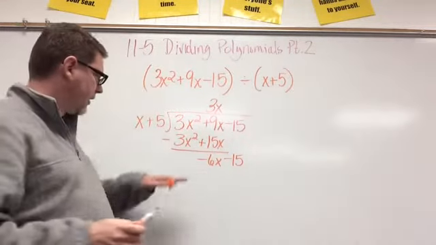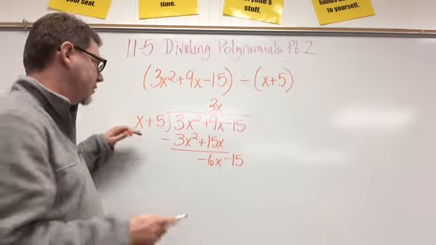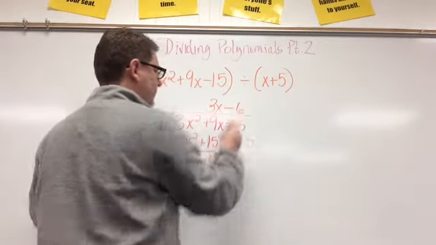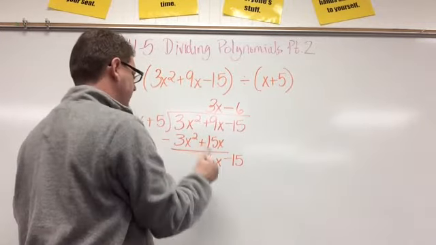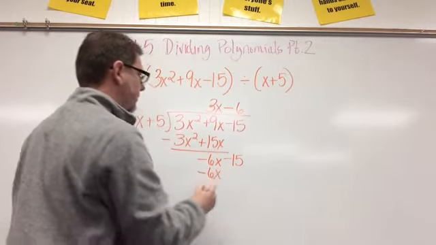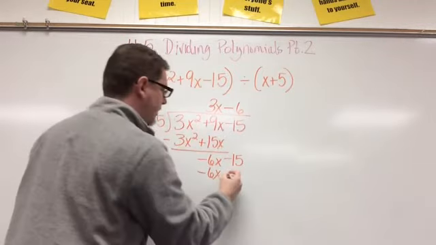Once again, I'm going to go back and just look at the first term. What's negative 6x divided by x? And that would be negative 6. So negative 6 times x is negative 6x, and negative 6 times 5 is negative 30.